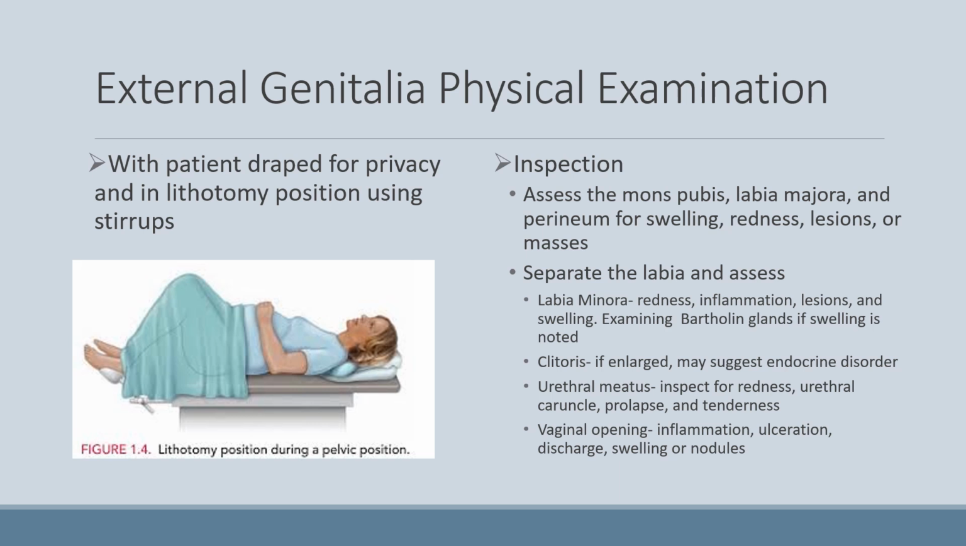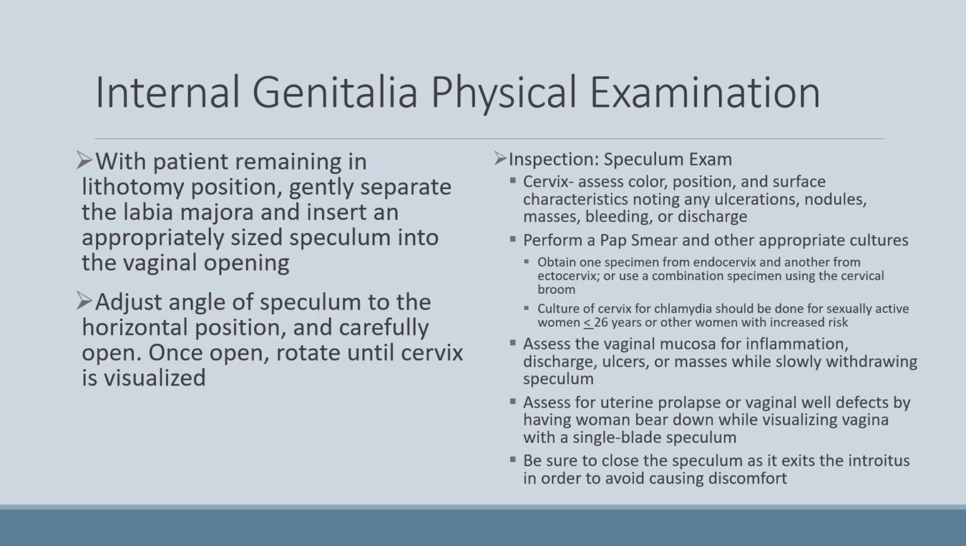You should inspect the urethral meatus for redness, urethral caruncle, prolapse, and tenderness. Lastly, the vaginal opening, inspecting for inflammation, ulceration, discharge, swelling, or nodules. Internal examination also takes place in the lithotomy position. Gently separate the labia majora and insert the appropriate size speculum into the vaginal opening.